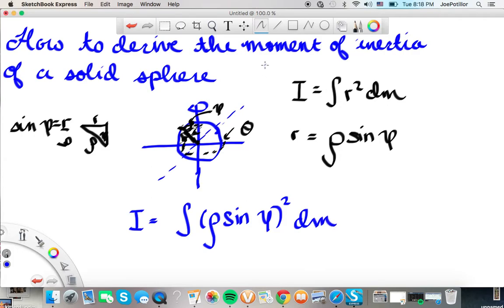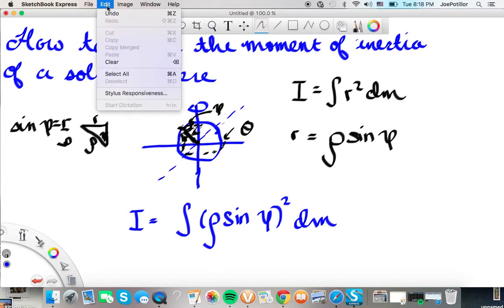Does everybody follow so far? So we're just looking at the piece of this. And so now, of course, the square reduces. Let me clear this. If you want to see this again, go back in the video to look at it. And so we know I is equal to the integral of ρ squared sine squared of phi dm.